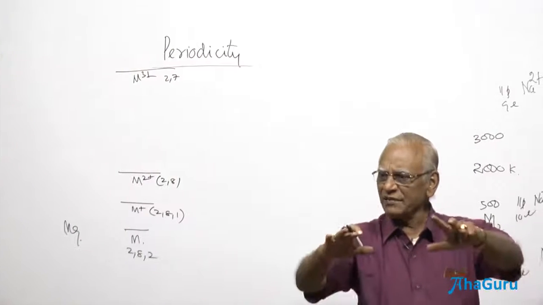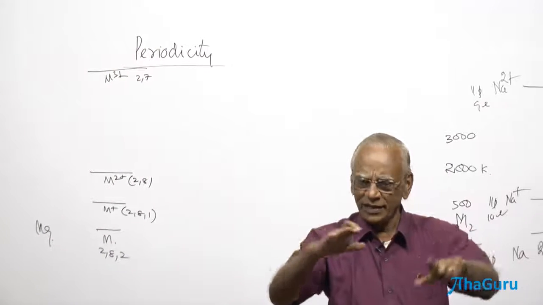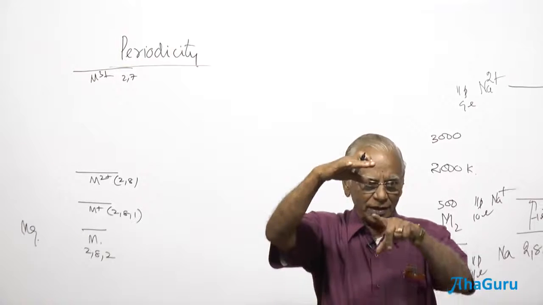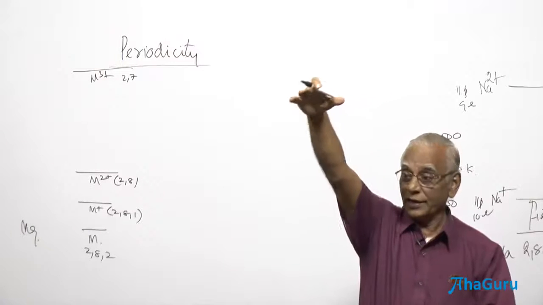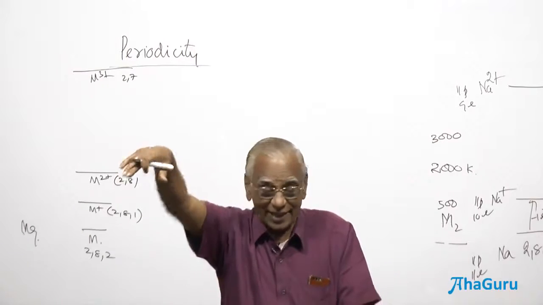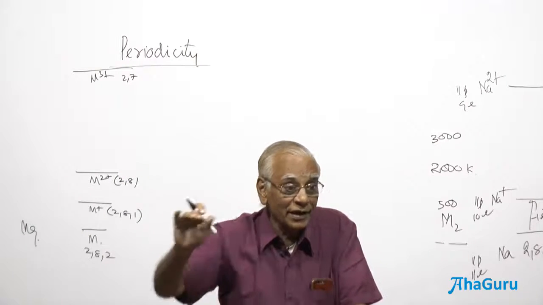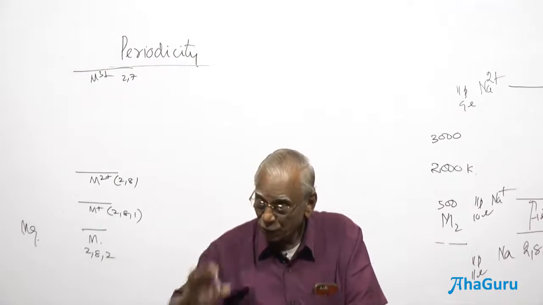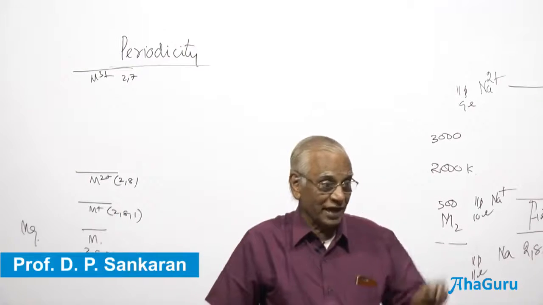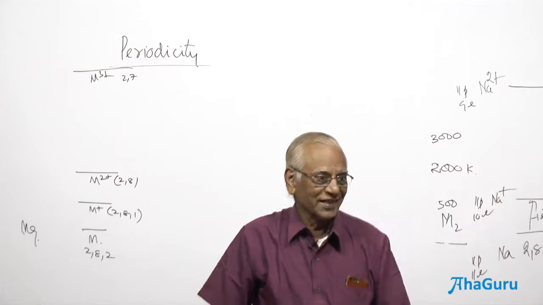And what should be the pattern in the case of a group 3 element? The first one is IE1, IE2, IE3, IE4, which is going to be different. If there is a big jump between IE3 and IE4, it is expected to be a third group element. If there is a big jump between IE2 and IE3, it is a second group element. If there is a big jump between IE1 and IE2, that is the first group element.